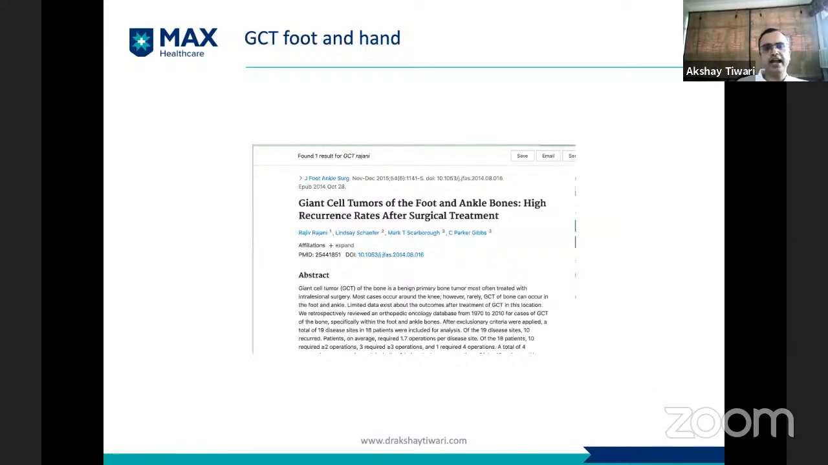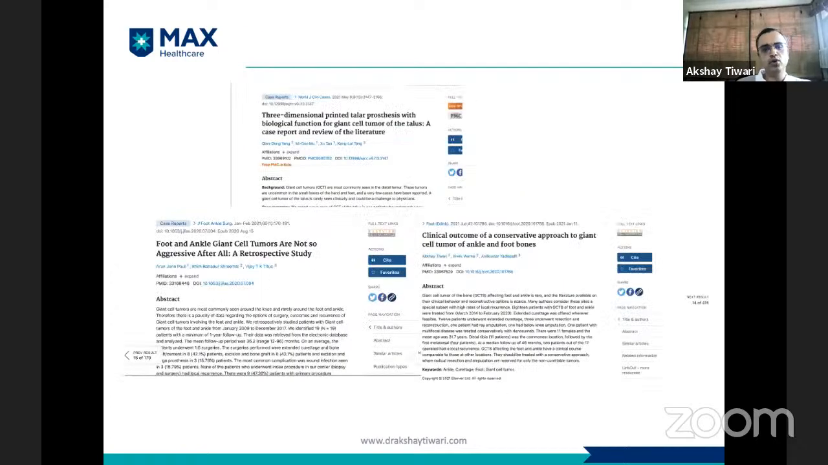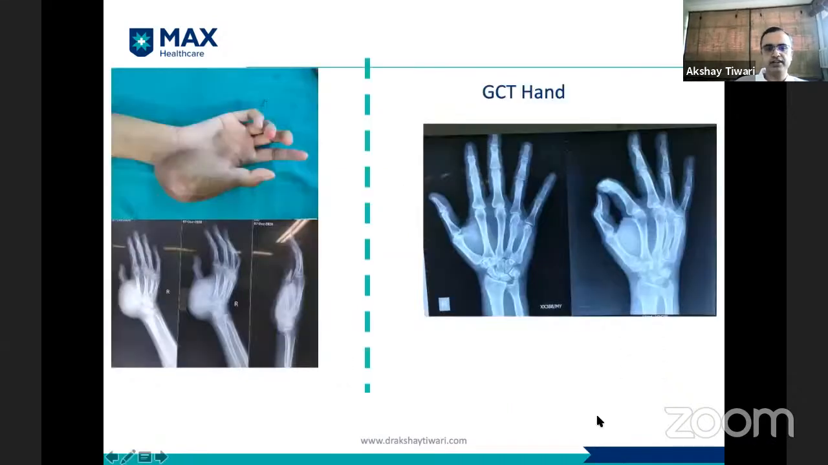Similarly, for the foot and hand, we know that these locations carry much higher recurrence rates than other more common locations. And conventionally, there have been suggestions to prefer resection over curettage, but again, there is more and more work showing that it's not actually any more aggressive than the other locations, and it should be treated on its own merit when deciding between curettage and resection.